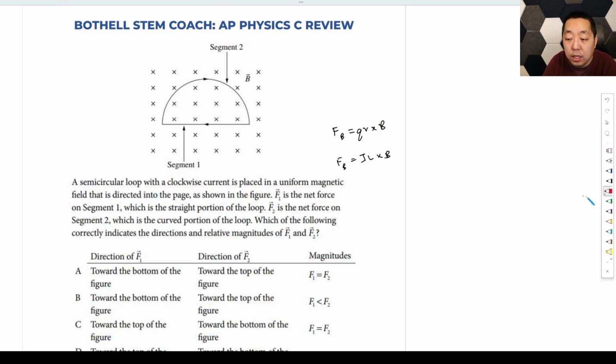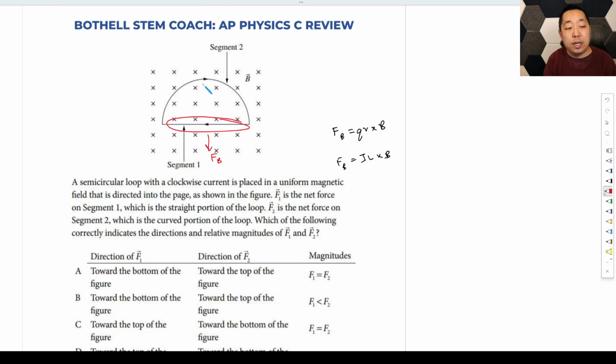Segment 1 has a current going to the left, so my index finger points to the left. My magnetic field is into the page, so I have to rotate it. Keeping my finger to the left, I rotate my finger away from me into the page, and so my thumb is pointing down. So this segment is going to have a downward force, okay?